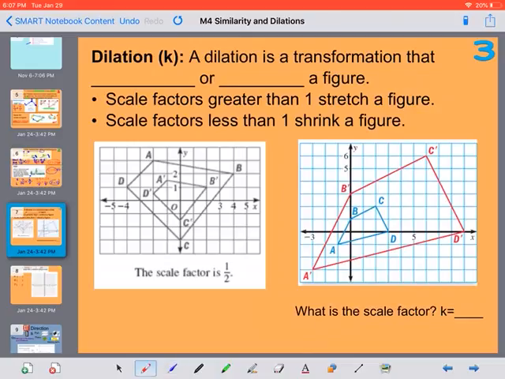So a dilation is simply a transformation that shrinks or enlarges a figure. We call it a stretch or a shrink.